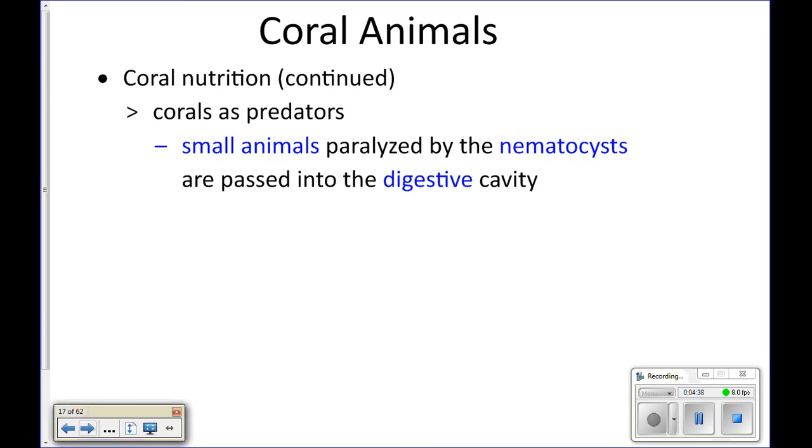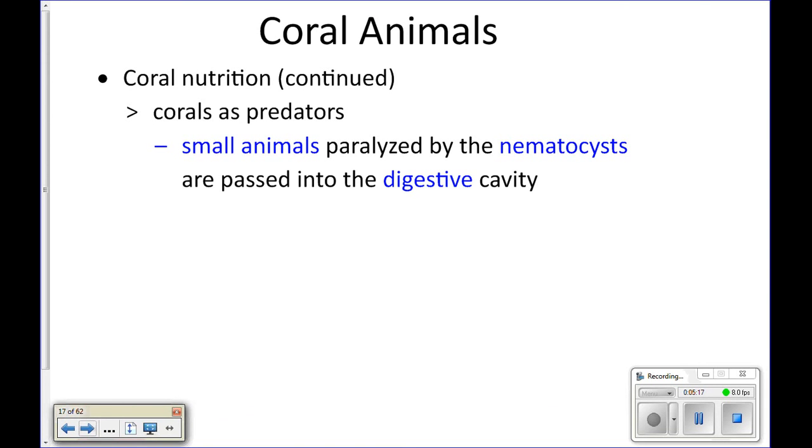Okay, but zooxanthellae can't do photosynthesis at night. Okay, and corals are cnidarians, so they have stinging cells and can get food in other ways, like being a predator. So at night you'll actually see the corals unfurl their tentacles. They stick their tentacles out into the water and they feed on little tiny animals in the water, like zooplankton. Okay, so they're going to eat a bunch of different zooplankton, and that's how they get more of their energy.